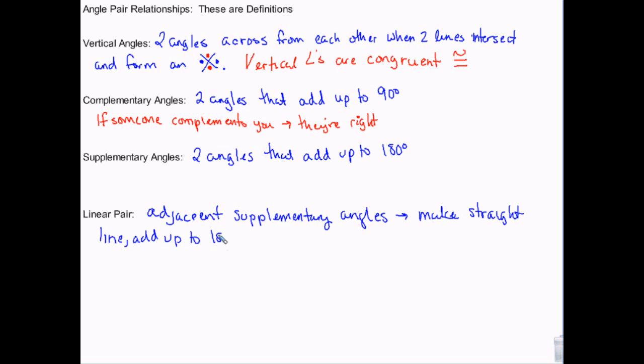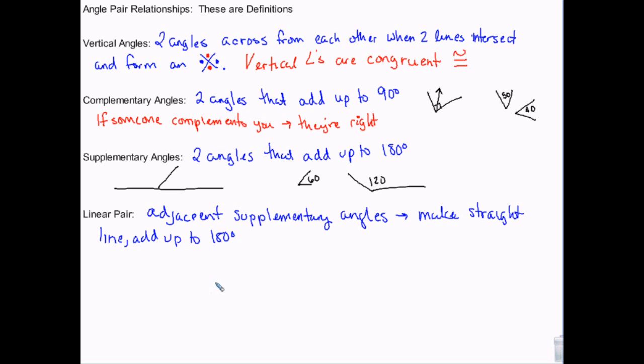Okay. So complementary angles, again, could be right next to each other, like this, and add up to 90, or they could be off in space and add up to 90. Supplementary angles can be right next to each other and make a straight line, so they add up to 180. Or they could be off in space and add up to 180.